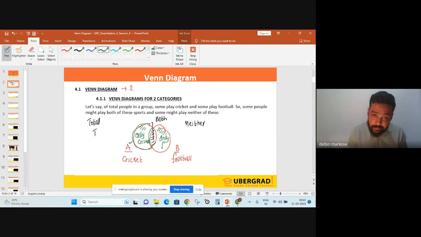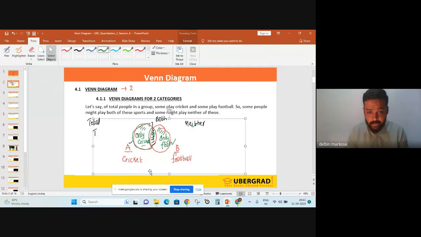So then you can say only cricket. This is the both region, only football. This is the neither category. Are all 4 categories clear to everyone? Could you please confirm it? We can use logic and you can fill it easily. Okay.